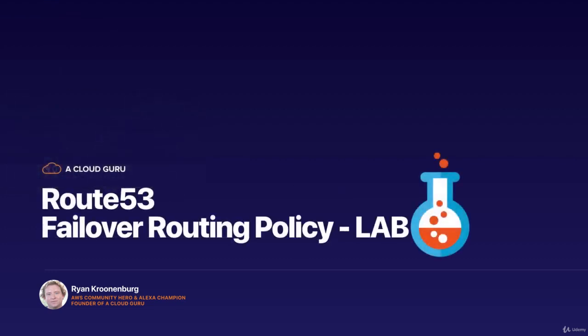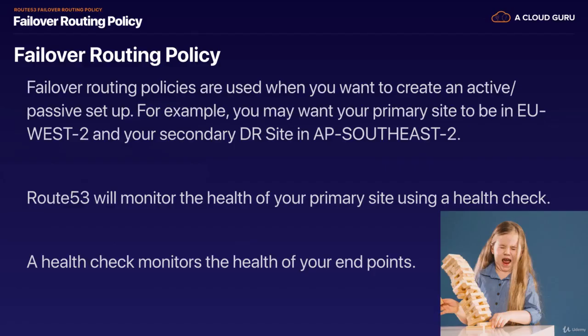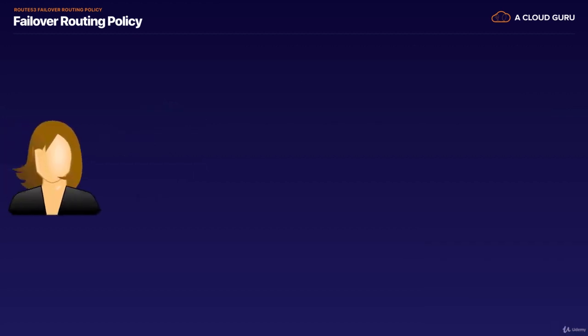In this lecture, we're going to learn about failover routing policies. Failover routing policies are used when you want to create an active-passive setup. For example, you may want your primary site to be in EU West 2 and your secondary DR site to be in AP Southeast 2. And Route53 will monitor the health of your primary site using a health check, and a health check just monitors the health of your endpoints. So let's have a look at how this works.